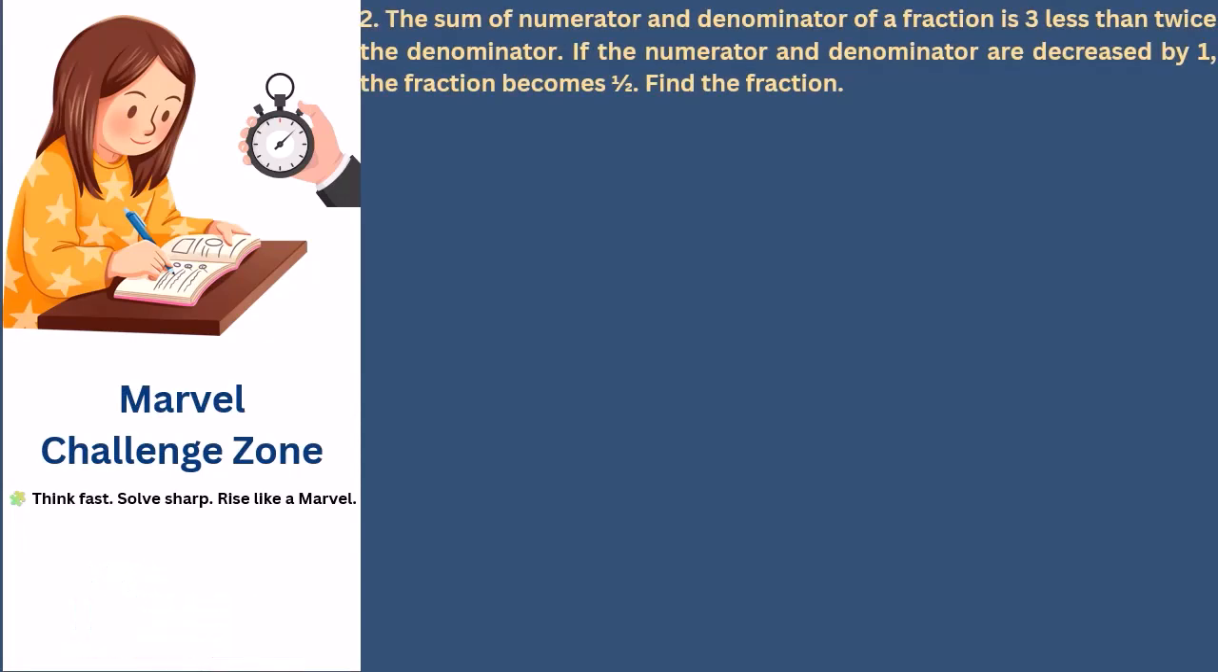The sum of the numerator and denominator of a fraction is 3 less than twice the denominator. If the numerator and denominator are decreased by 1, the fraction becomes 1/2. Find the fraction. Let's go step by step.